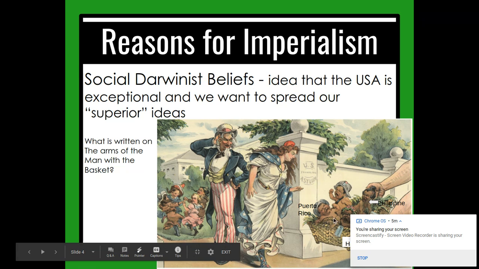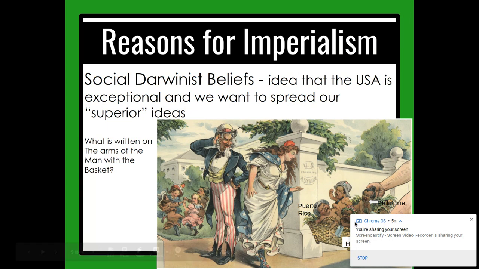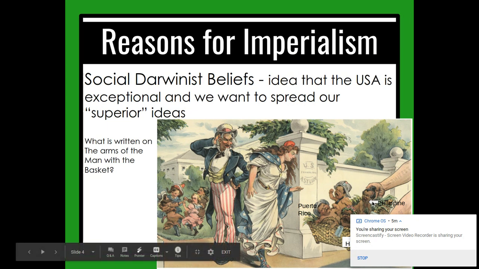Notice these countries are depicted as children. Hawaii is here. This is the Philippines. This is Cuba. This is Puerto Rico. And written on the arms of the person holding this basket of children is manifest destiny.